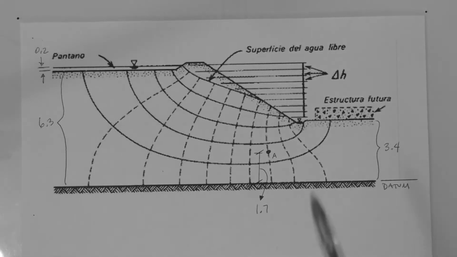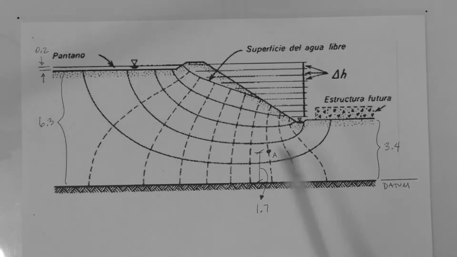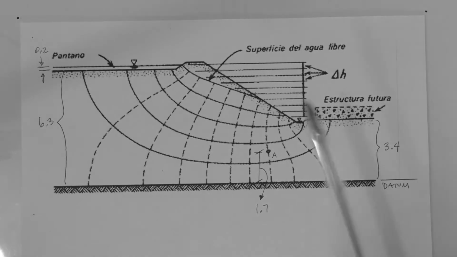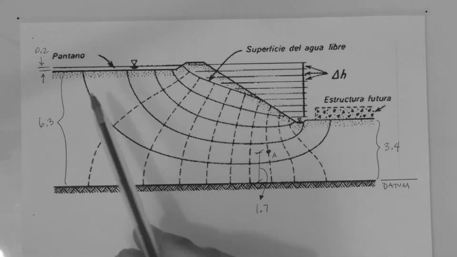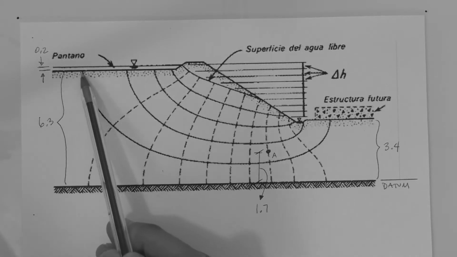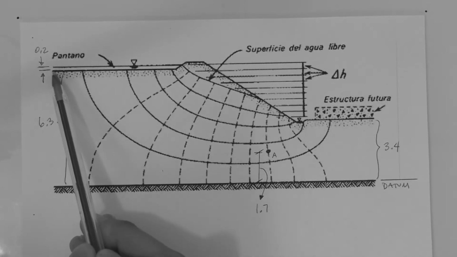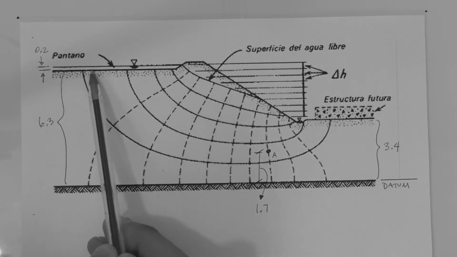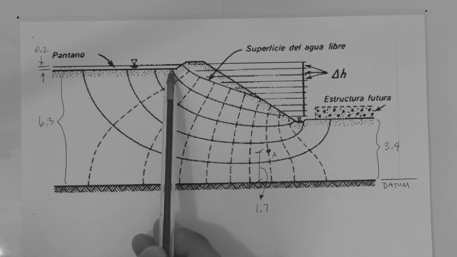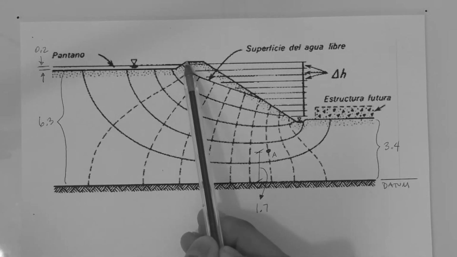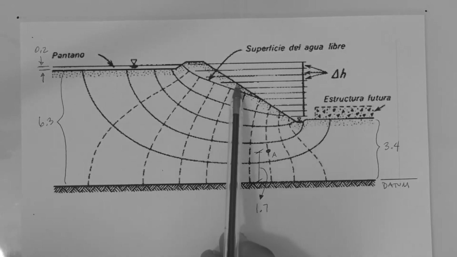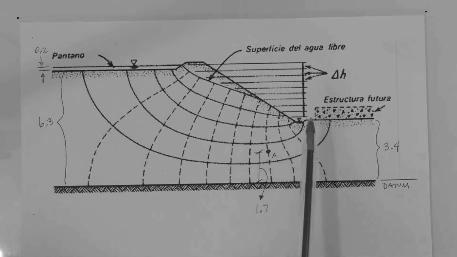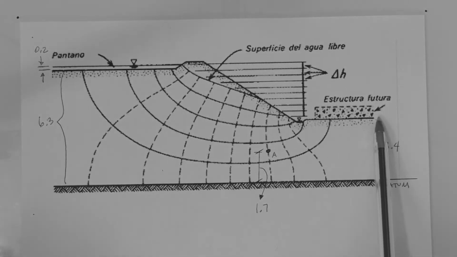This is an example of a flow net where seepage occurs underneath a slope. I'm going to trace the ground surface with the tip of the pen. The ground surface is denoted by these little dots. So we start here, this is flat. Then the ground surface goes up a little bit along this small dam which retains water, then down the slope, and then back to flat again.